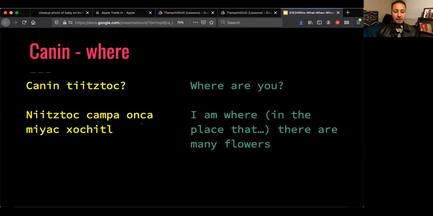All right, so this is to show you that when you ask the question, you're using kanin. So kanin ti itstok, where are you? Versus ni itstok kampa onka miak shochit. I am where there are many flowers. So the answer to the question is kampa, not kanin. Kanin is the question. And some varieties don't say kanin, they just say kan, C-A-N. Guerrero says canon, but they all sound very similar. Can or canin or canon, etc. Canque is another variety. They say canque.